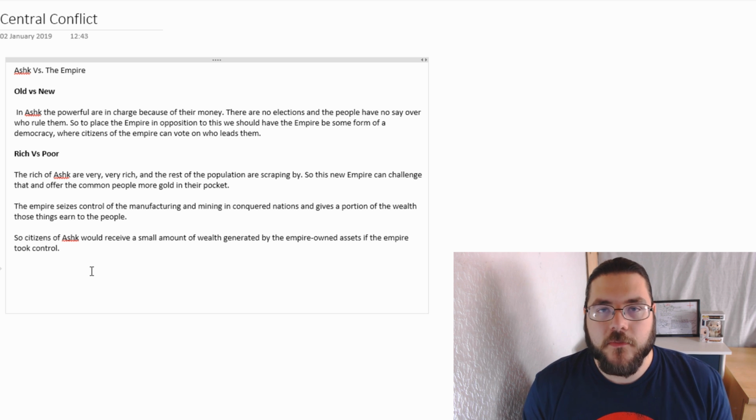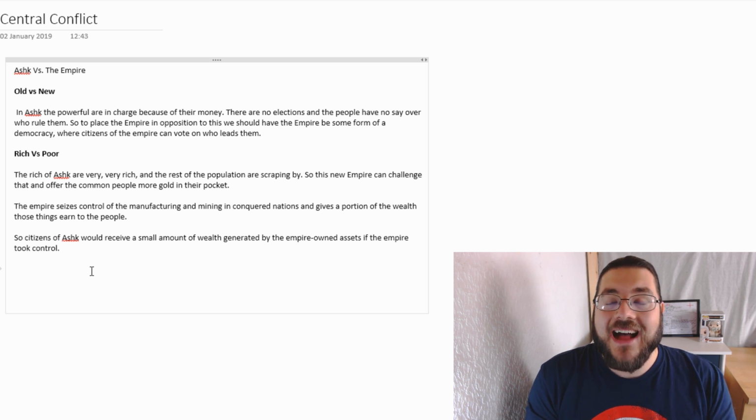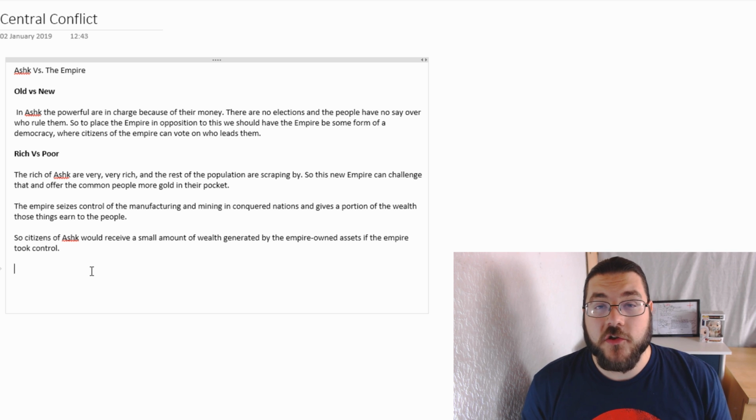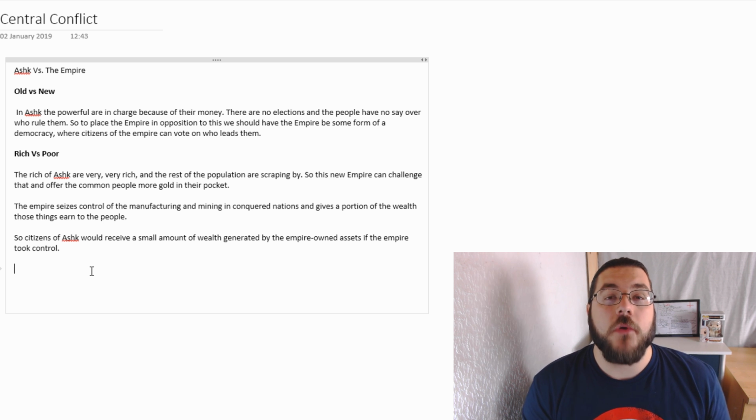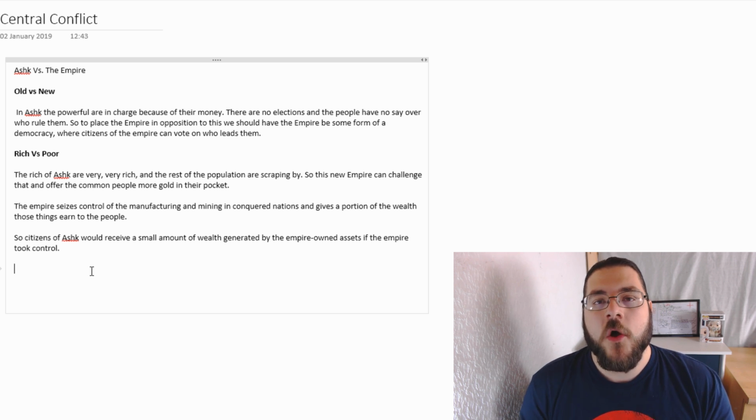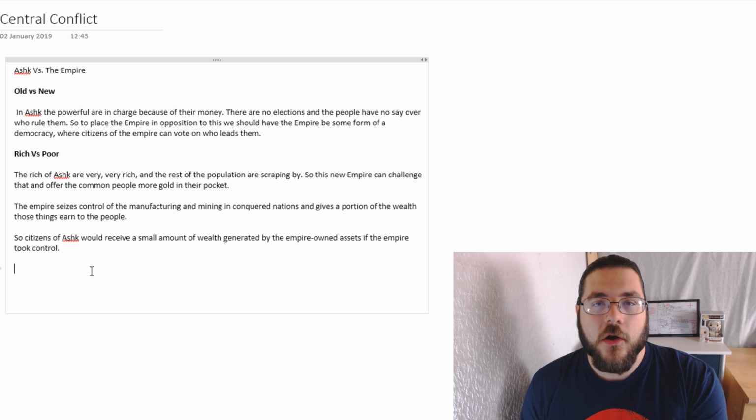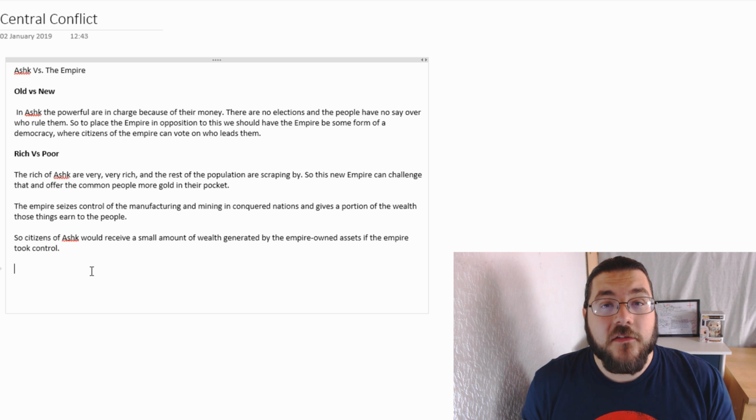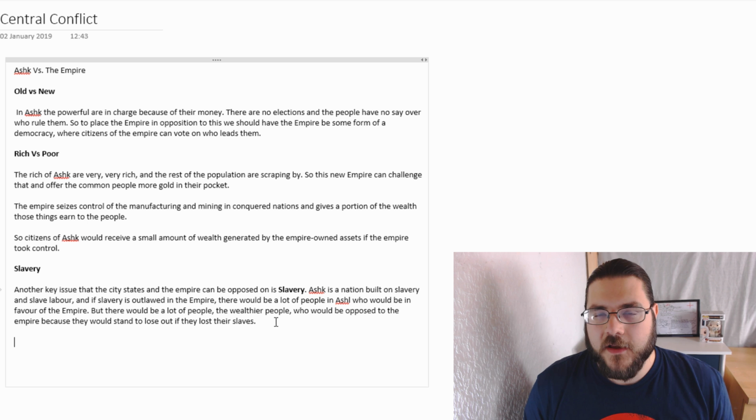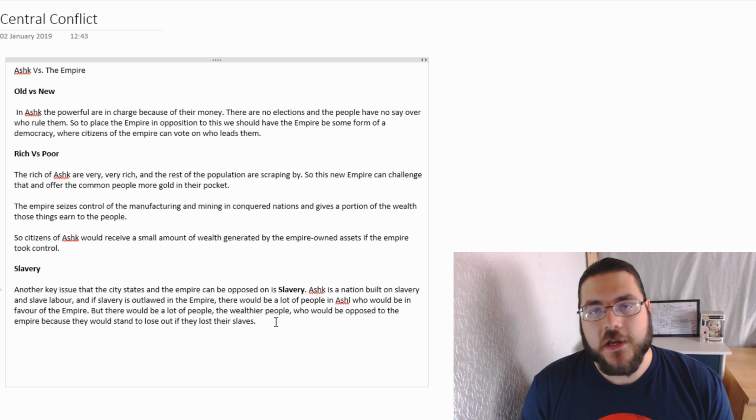Another key issue between the city-states and the invading Empire would be slavery. A huge portion of Ashk's current income comes from slavery, and the Empire would be very anti-slavery and have the position to abolish slavery. That's great for the slaves in Ashk, but for anyone who owns slaves, who makes money from them, or hopes to one day own slaves and be in that position of wealth, the Empire is a threat to that way of life.